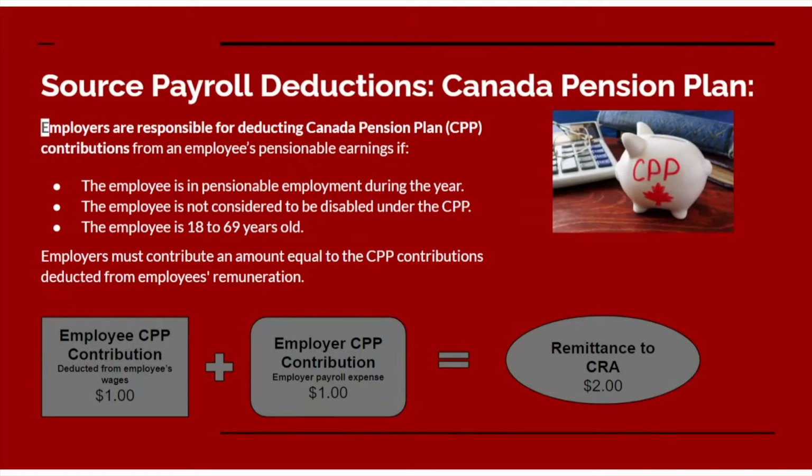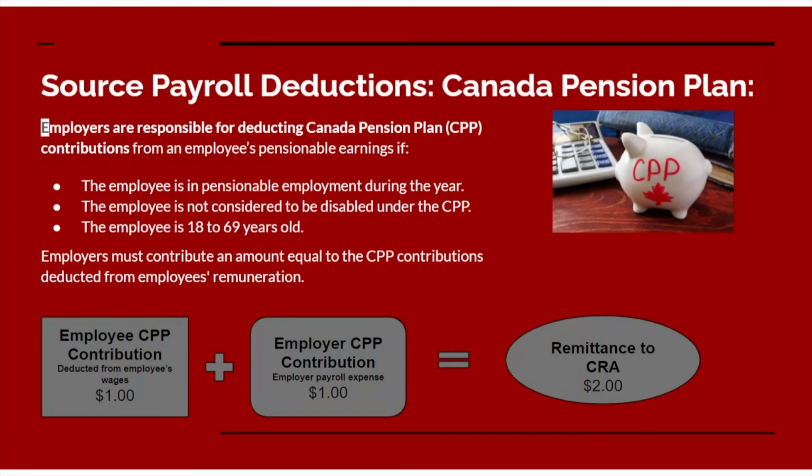In terms of payroll source deductions, what you need to do is look at who you need to deduct from, right? So we need to think about who's eligible. In the case of the Canada Pension Plan, which is one of those source deductions, the contributions are made if the employee is in pensionable employment during the year, the employee is not considered to be disabled under the Canada Pension Plan, and the employee is between 18 and 69 years of age. So if the employee meets those criteria, then you are responsible for collecting the CPP.